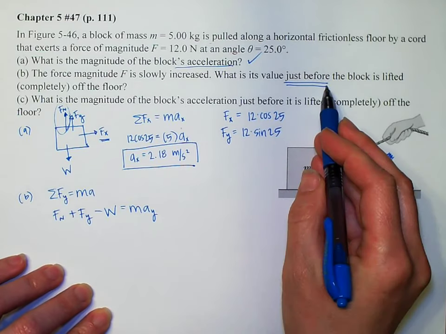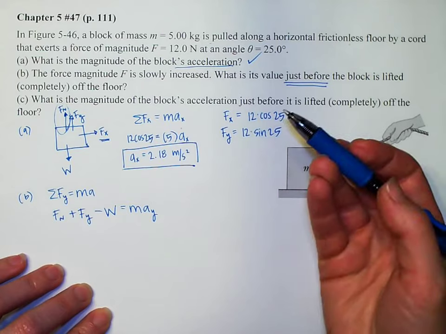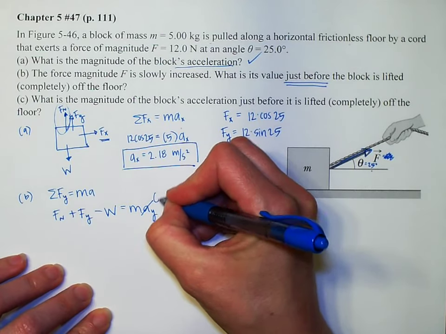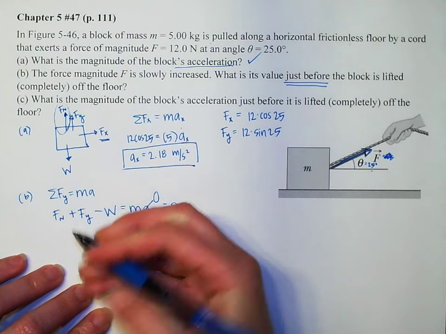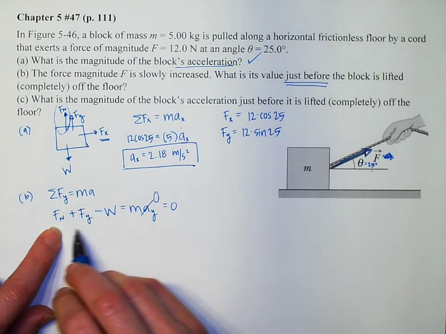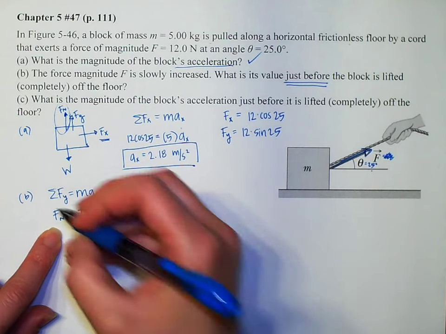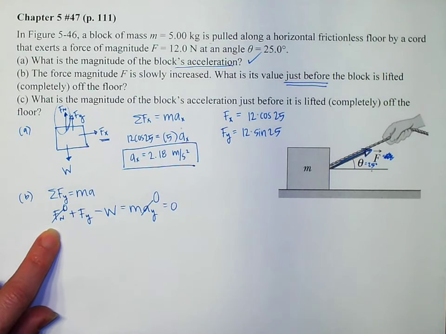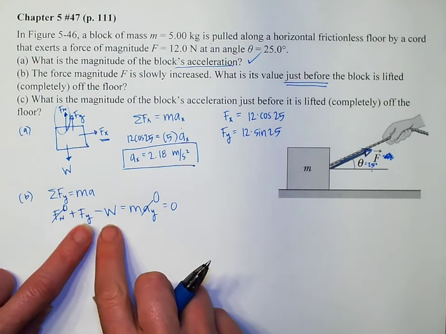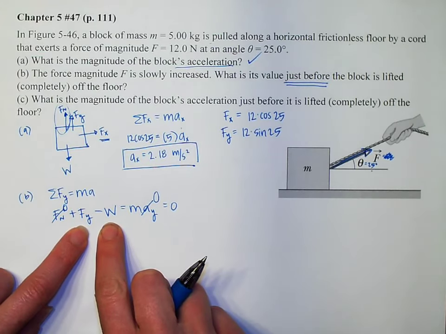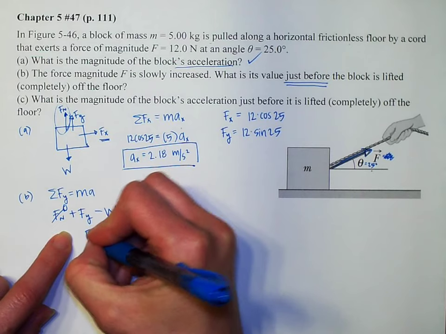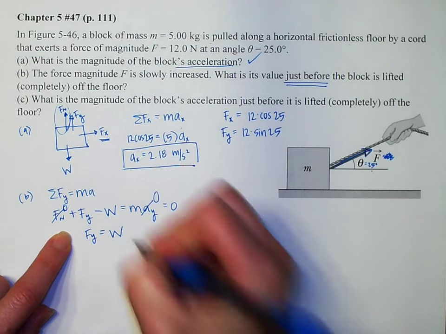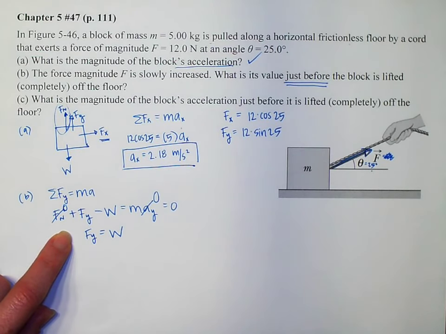Now, if I'm about to be lifted off the floor, but I am not yet lifted off the floor, that means that I have an acceleration of 0. And so this whole thing is going to equal 0. But then again, like I just stated, if we're about to be lifted off the floor, then my floor is no longer supporting me. And so my normal force is also 0. And so we can see here that I will have Fy minus weight equals 0, meaning that Fy is going to equal my weight.